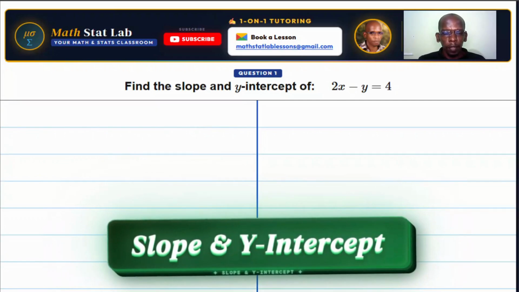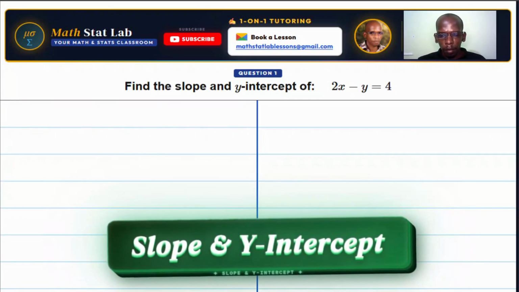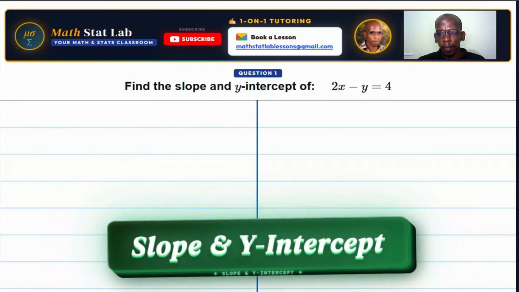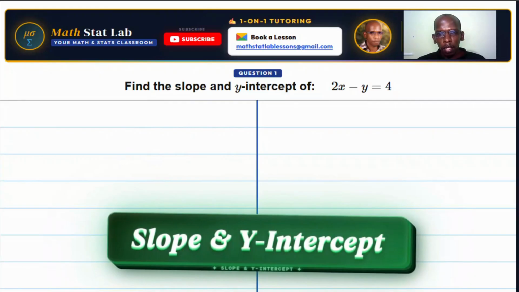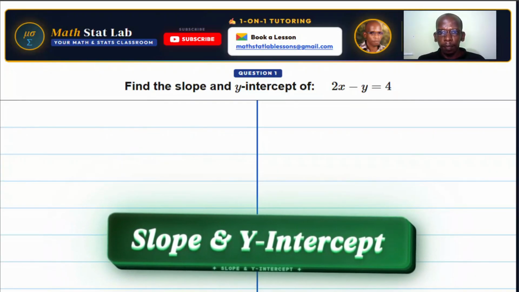In this lesson, we are going to learn how to find the slope and the y-intercept of a straight line when we are given the equation of that straight line. We are going to use different examples in different scenarios so that we can understand better.